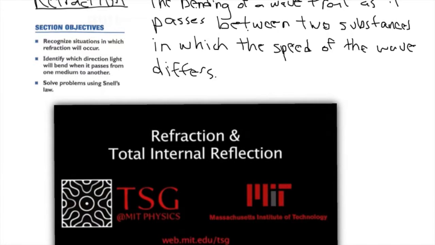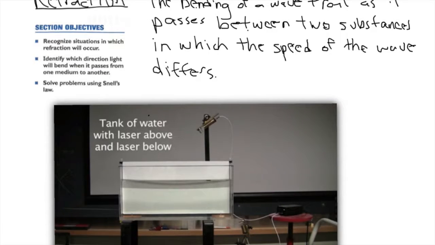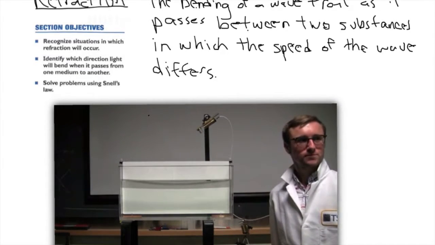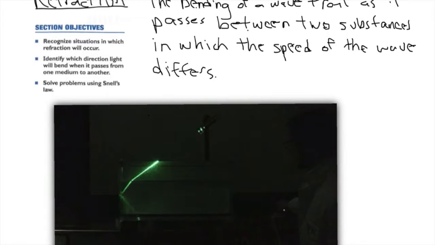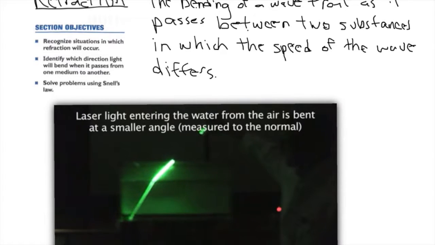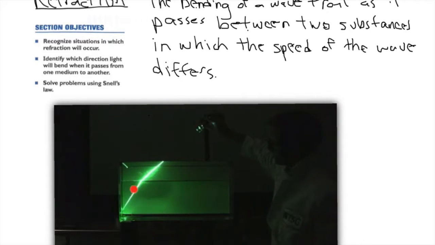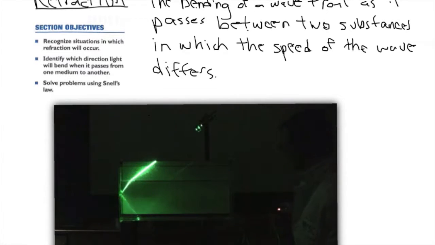So what you're looking at is a helium neon laser being shined into a tank of water. The lights are off. And you can see the laser light bends as it enters and leaves the water. You can clearly see it there. The path of the laser bends when it enters the water, and this is refraction.